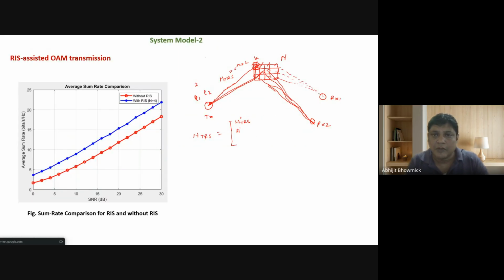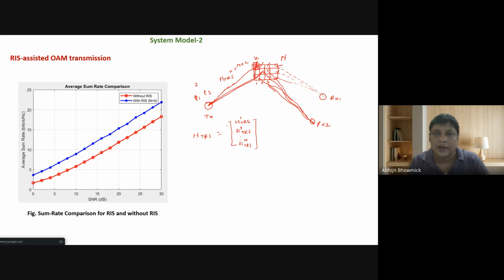Similarly, element number 2. Say I'm taking this is one element, this is two element, this is three element, like dot dot dot. This is k and this is nth element. This is kth element. This is nth element. So HTRS 2, dot dot, HTRS n.